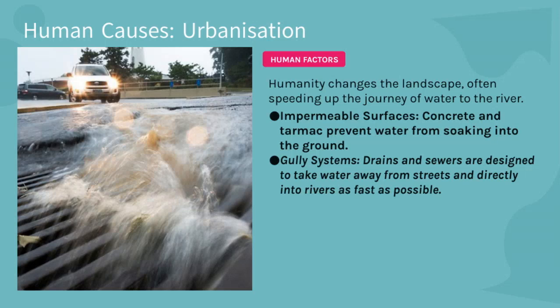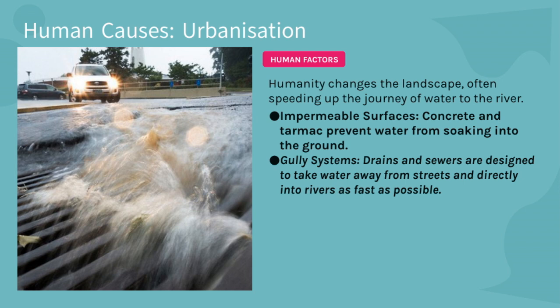Now let's move on to human causes of flooding. One of the most important human causes is urbanization. When an area becomes urbanized, natural surfaces such as soil, grass, and woodland are replaced with impermeable surfaces such as concrete, tarmac, roofs, roads, and pavements. This matters because natural ground allows some rainfall to infiltrate into the soil. But concrete and tarmac do not let water soak in. Instead, rainwater flows across the surface.